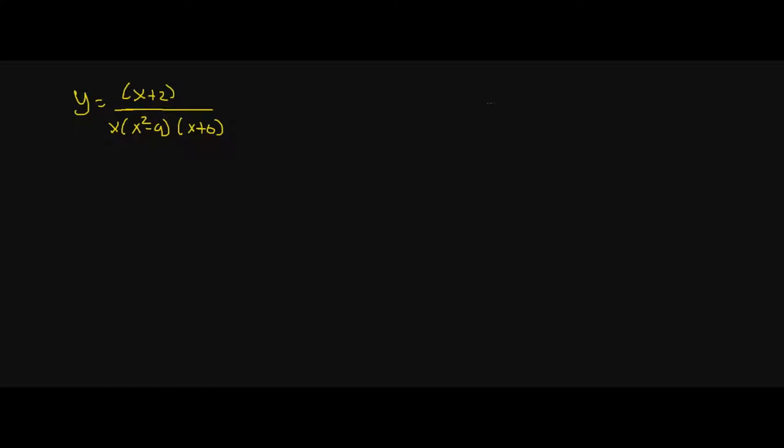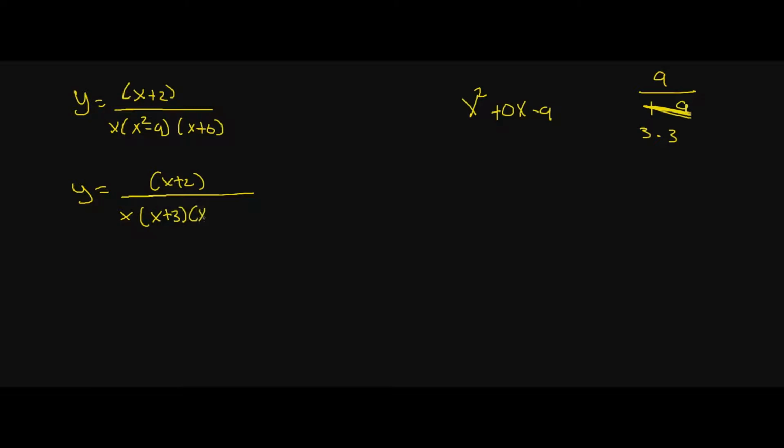You could either do x squared plus 0x minus 9, and write all the factors of 9, which is 1 and 9, and 3 and 3. I put the 0x as a placeholder because you can see that it does not have an x in between, so it's essentially a 0x. Well, can I do anything with 1 and 9 to get 0x? No. And can I do anything with 3 and 3 to get 0? Well, 3 minus 3. So I can rewrite this whole entire expression as x plus 2 divided by x, x plus 3, x minus 3, and x plus 6.